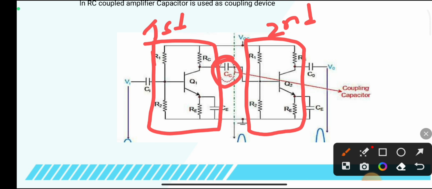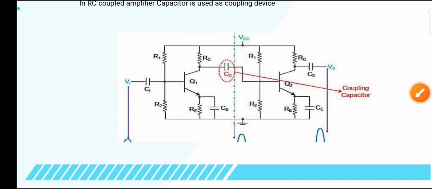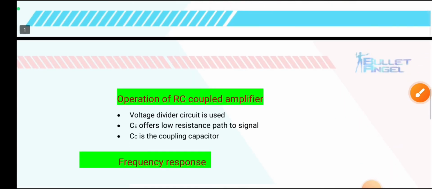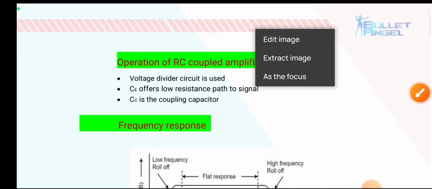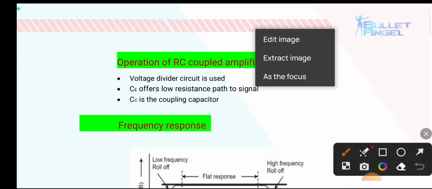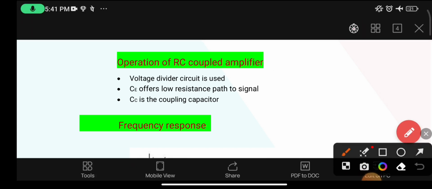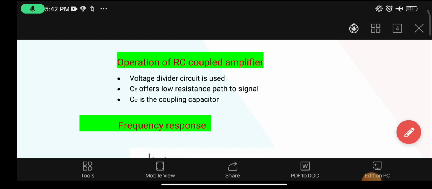Next, here we have CE, meaning bypass capacitors. CE is also called bypass capacitor. So these bypass capacitors produce a zero or low resistance path to the signal, meaning the AC signal.